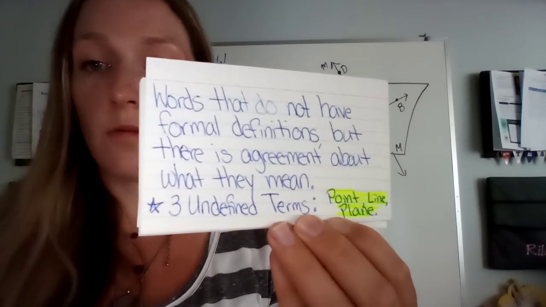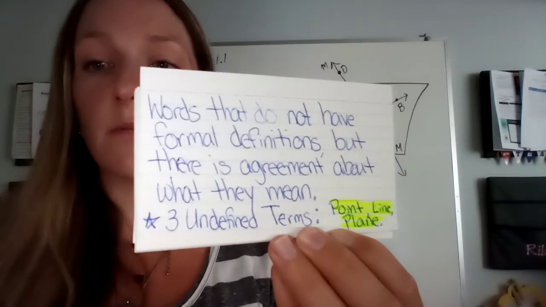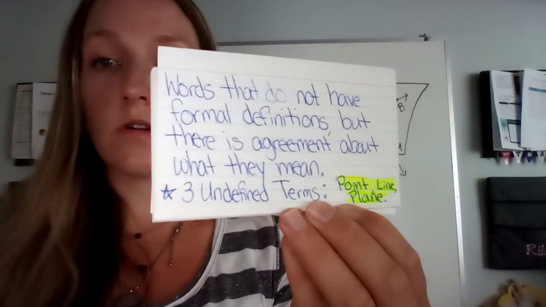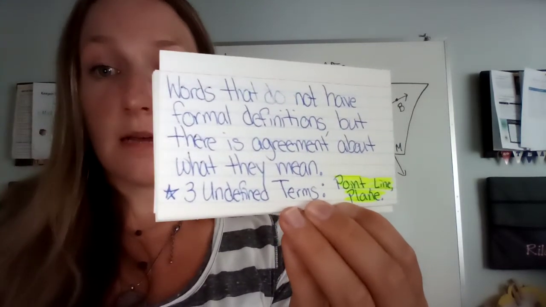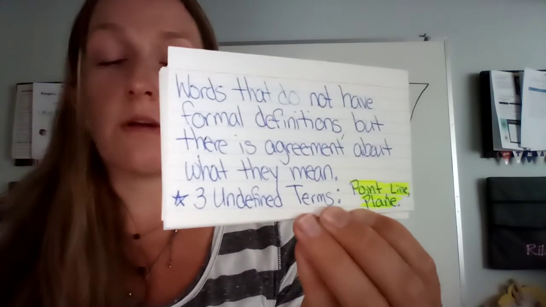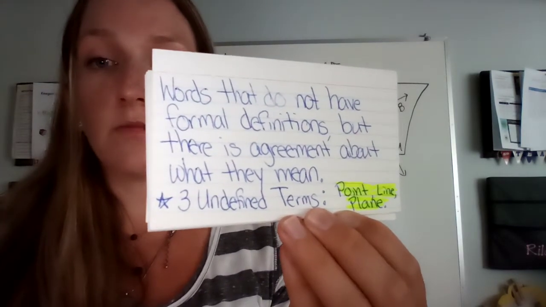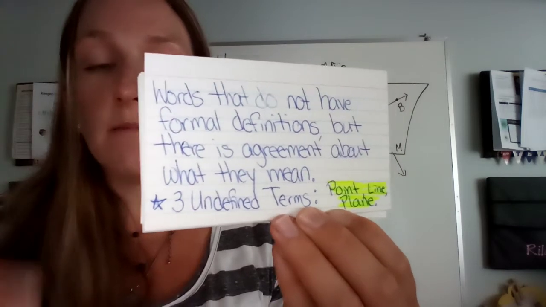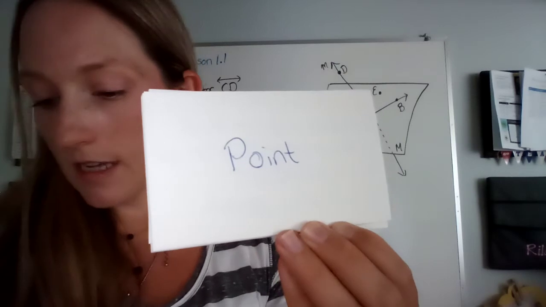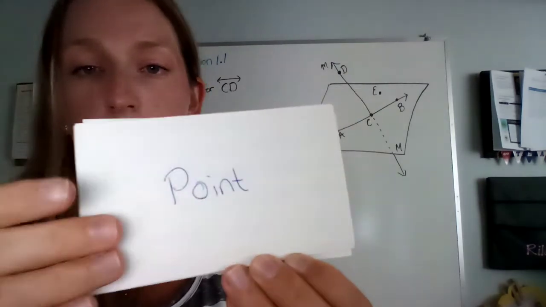So we don't have formal definitions, but when we talk about a point, we kind of have an intuitive idea of what a point is, what it looks like. An example of a point would maybe be like on a map. Points can represent locations. Okay, so point, line, and plane are your three basic undefined terms. All right, next we have point.